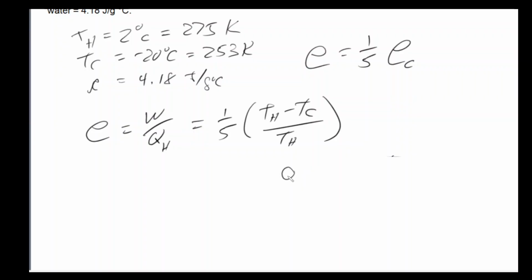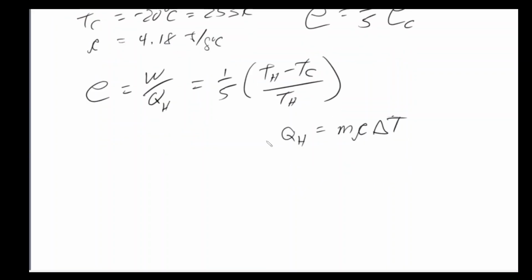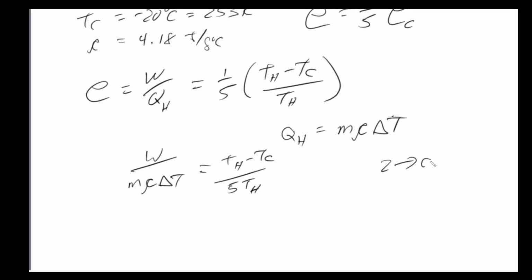Now, in this equation, Q is equal to MC delta T. So if we substitute that in, we get work over MC delta T is equal to TH minus TC over 5TH. And the problem reads that the heat engine takes water in from the lake at 2 degrees Celsius, extracts heat until the water is almost freezing, which is 0 degrees Celsius, then ejects it. So we're going from 2 to 0 degrees Celsius.